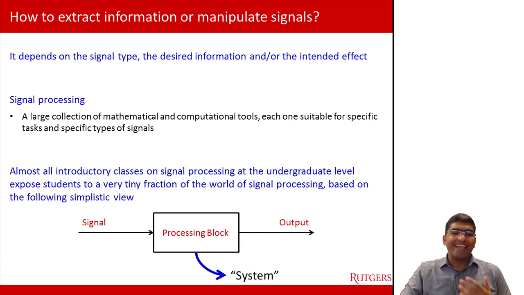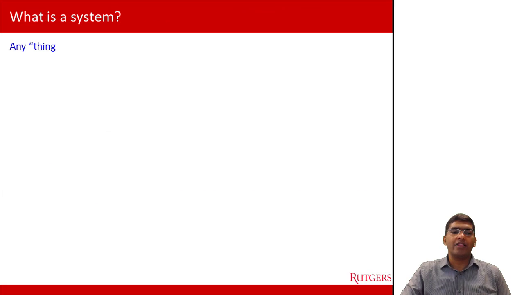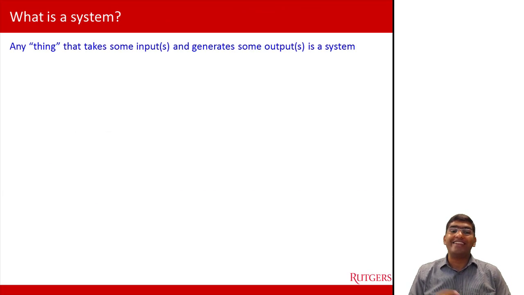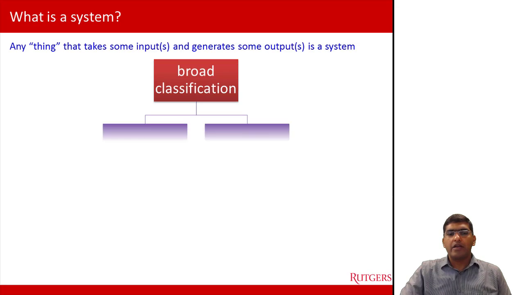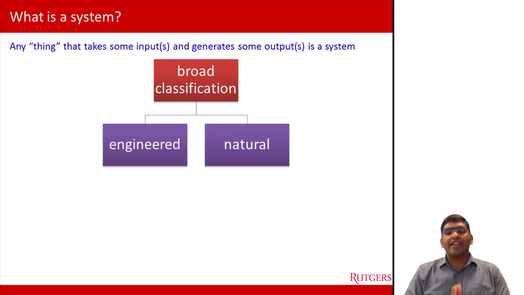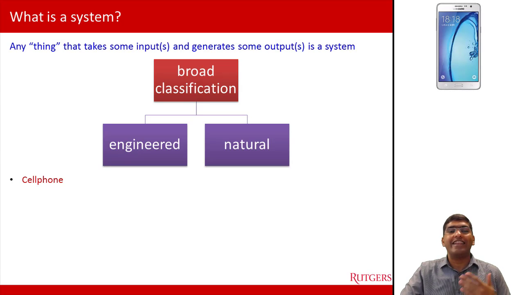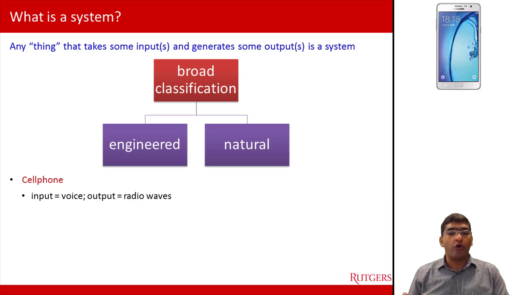So what is technically a system? Well, a system is anything that takes inputs, it could be more than one input, and generates some outputs. Okay? So again, I'll make two broad classifications of systems. There are engineered systems and there are natural systems. Take some examples. Cell phone, that is an engineered system. For example, I would say that a cell phone takes input as voice and generates output as radio waves.